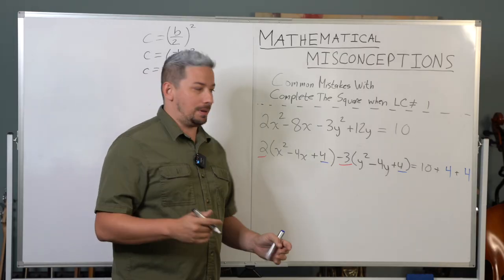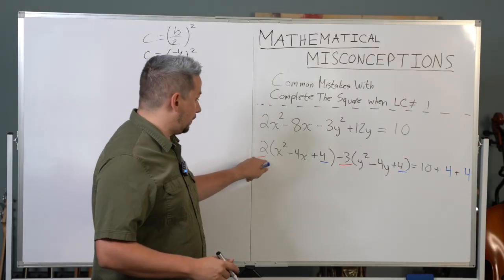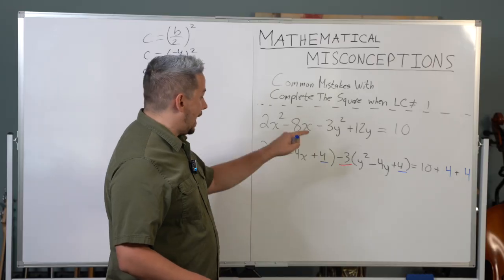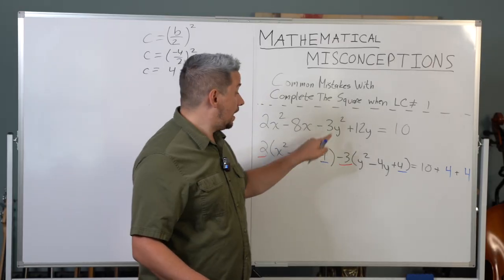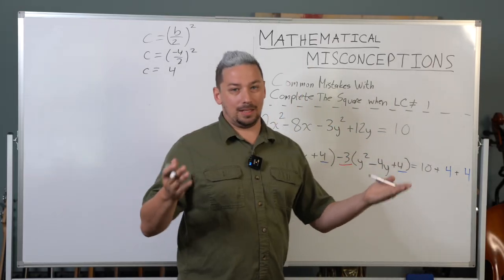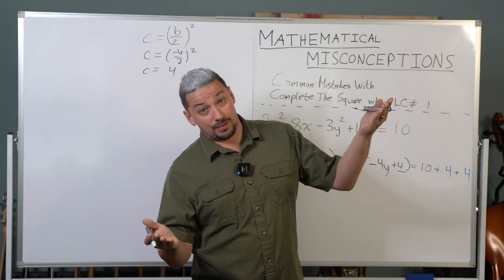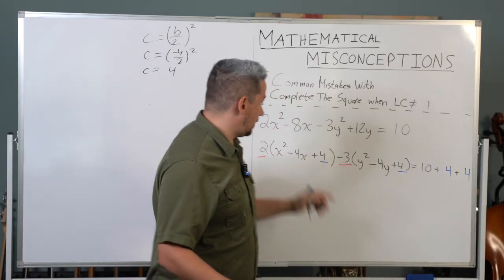And the answer is no, because if I distributed our lead coefficients through, you would find that you're actually adding 8 to this side and 4 to this side. That's not a balancing act. We're giving more weight to the left-hand side than the right. We've got to keep it balanced, right?